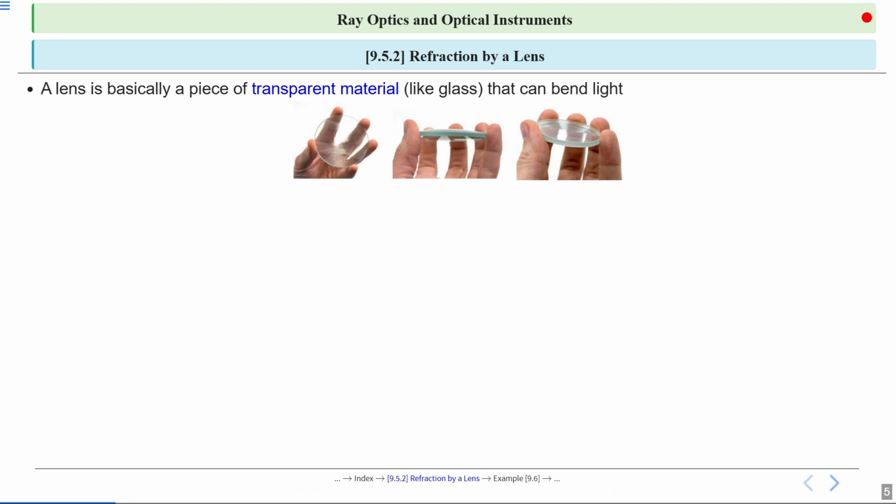It can be of different types. We are going to discuss two major types in this chapter, that is convex lens and concave lens. And within convex and concave lenses there are further types, based on their refracting surfaces, which we are also going to discuss in this chapter. So this is the actual diagram of the lens.